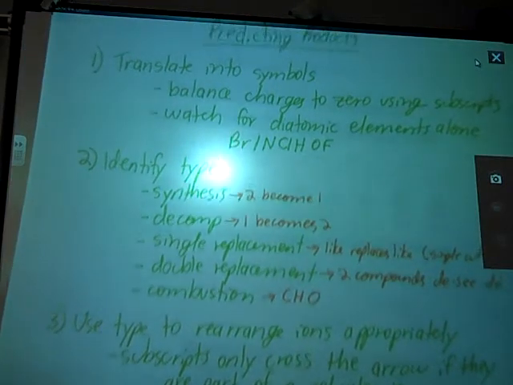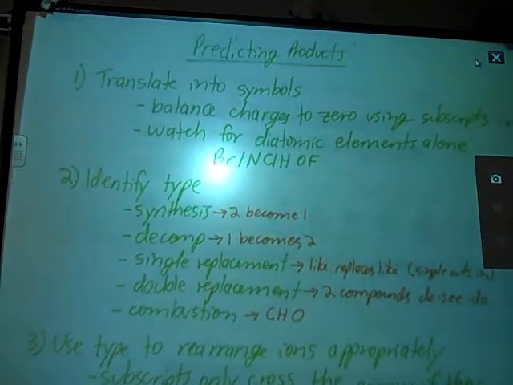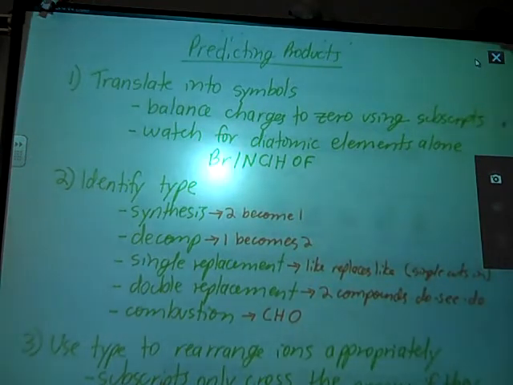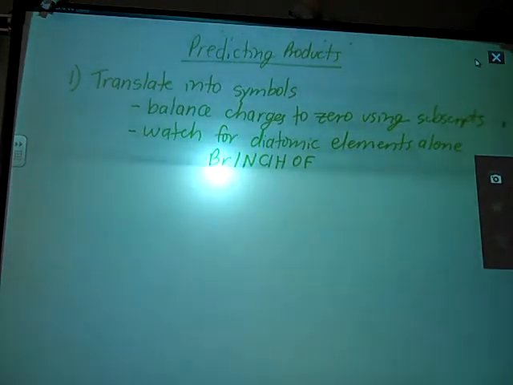All right, so now let's talk about predicting products. So a couple of steps that we're going to have to go through before we can start predicting those products. First thing that you have to take care of is to translate any words that you have into symbols. Sometimes your reaction will already be given to you in that symbol form, but a lot of times it will be in words. So it will be your job to translate those words into chemical symbols.